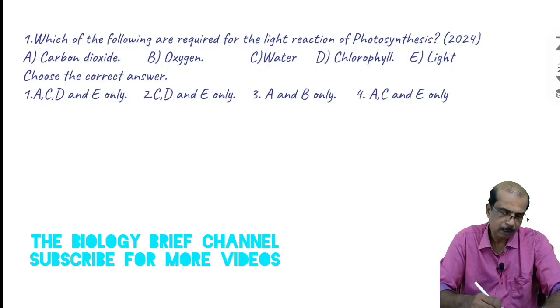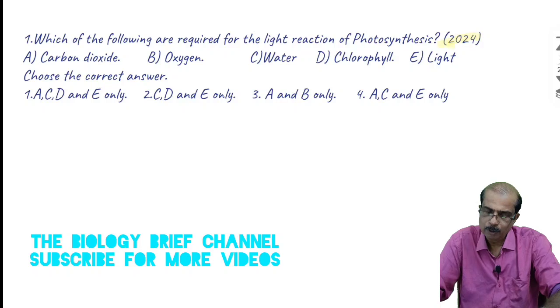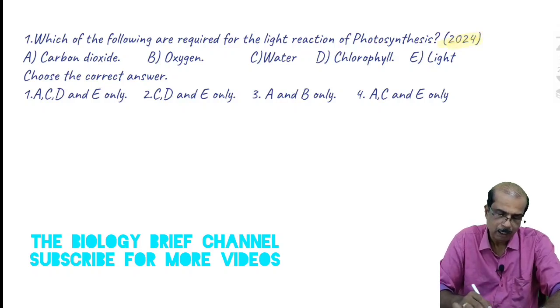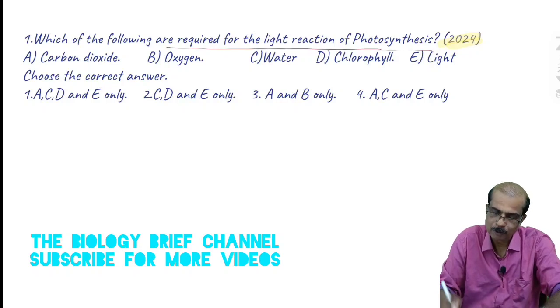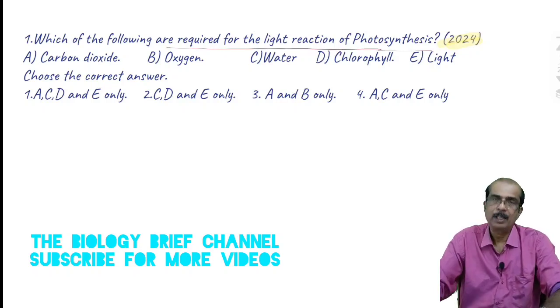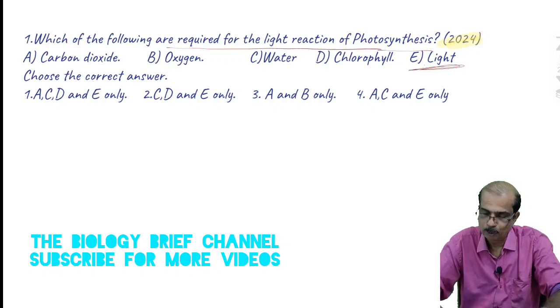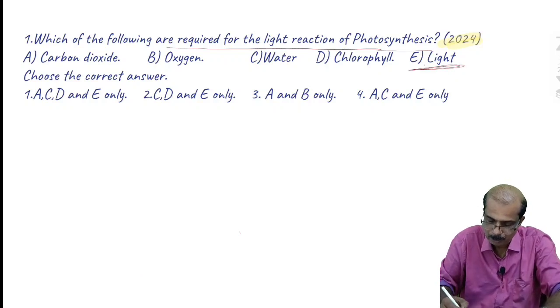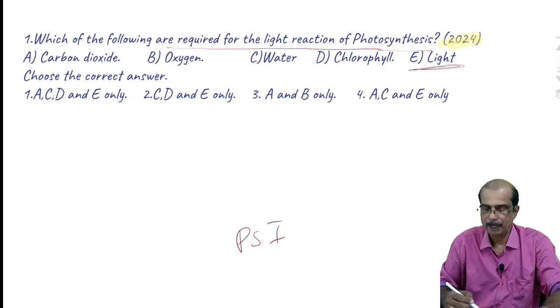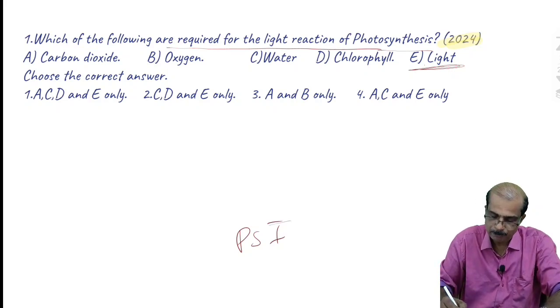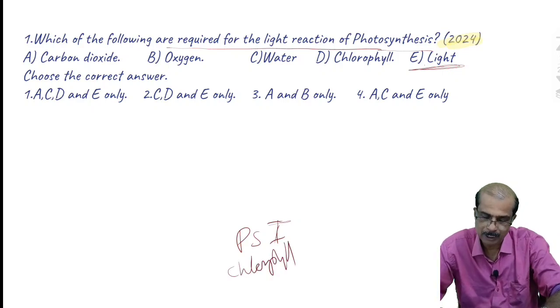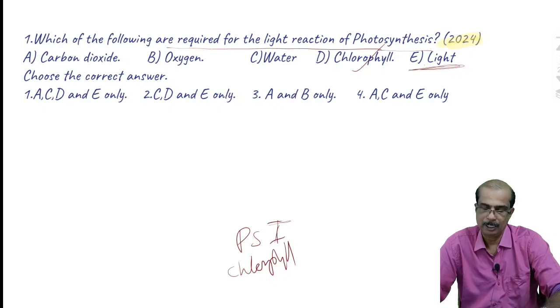First question is asked in 2024 NEET. Question: which of the following are required for light reaction in photosynthesis? Let us start from the right side. E option, light. In light reaction, light is very essential. Light is absorbed by photosystems, PS1, with the help of chlorophyll pigment. So option D is also required for light reaction.